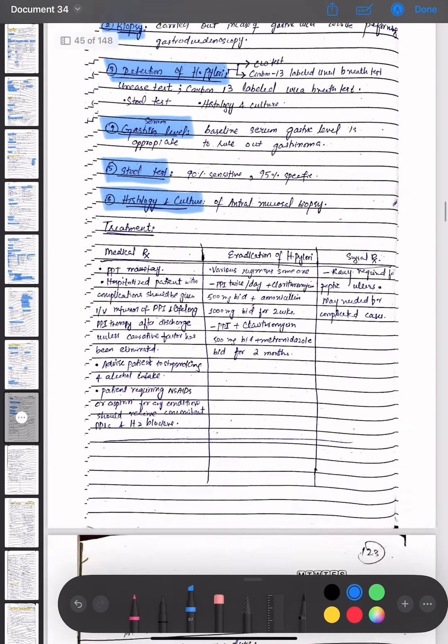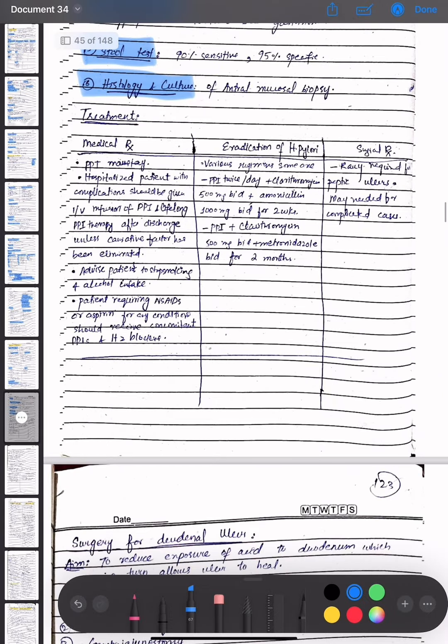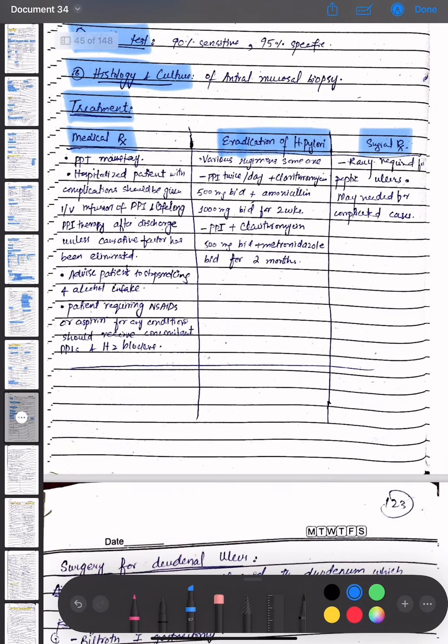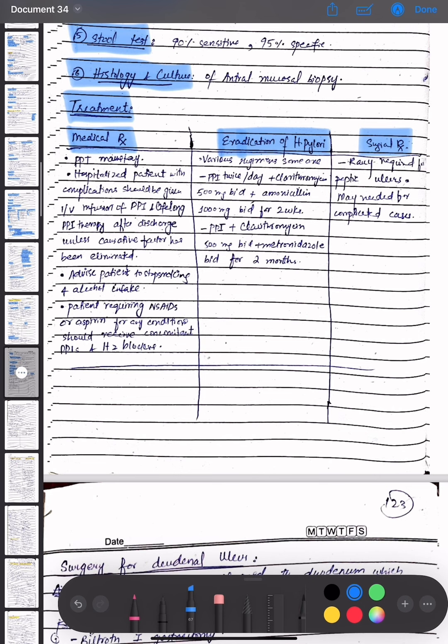What are the treatment options? These are medical treatment, eradication of the H. pylori, and the surgical treatment. In medical treatment, we will do the PPI, the main step. Then a hospitalized patient with complications should be given intravenous infusion of PPI and lifelong PPI therapy after discharge unless the causative factor has been eliminated. Advise patients to stop smoking and alcohol intake. Patients requiring NSAIDs or aspirin for any condition should receive concomitant PPIs and H2 blockers.